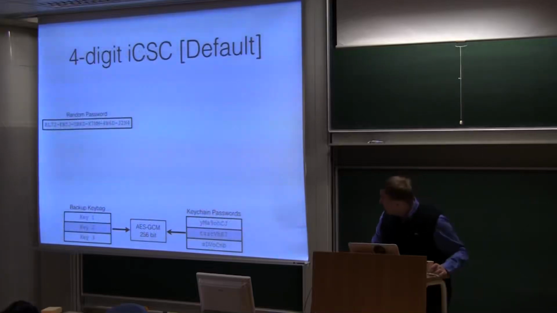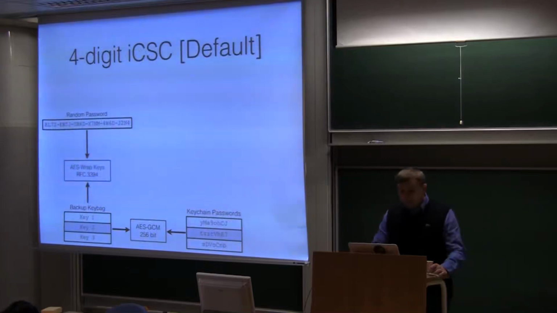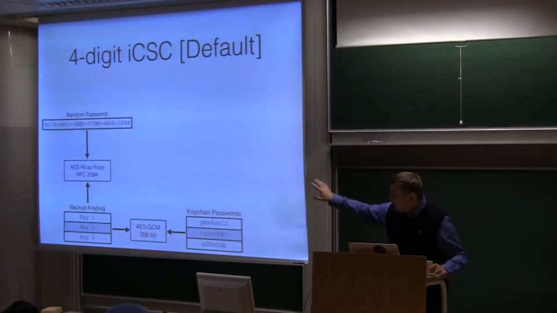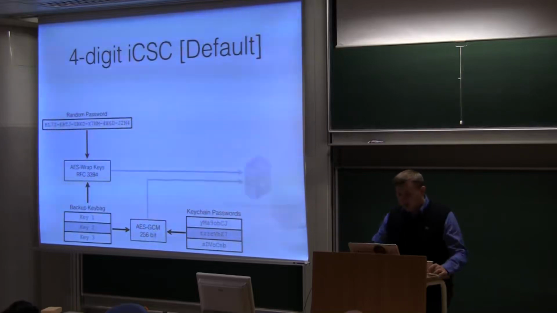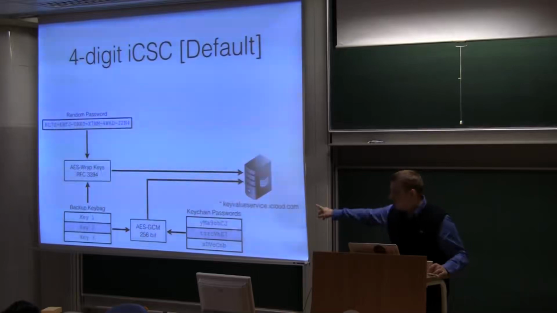Then this random password is used to protect that generated keybag. So essentially, this random password becomes a master password for your keychain entries. This is what this diagram says. This stuff is then uploaded to key value service. Not the password, only the encrypted stuff. So this is more or less okay.